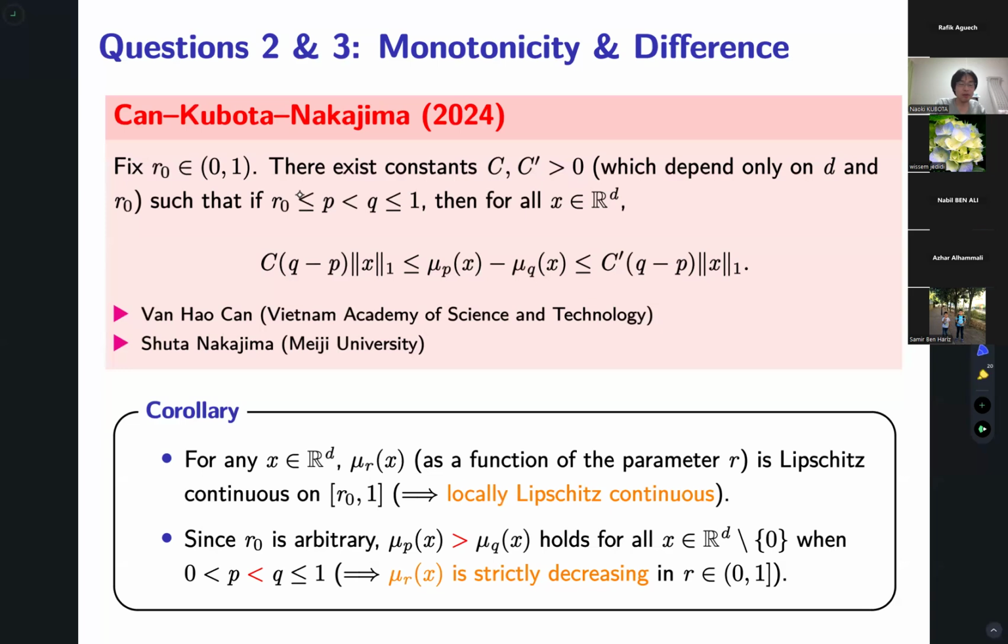Okay, so as a corollary of this result, we can get the locally explicit continuity for the time constant mu r. So not a complete explicit continuity, because we first fix parameter r0, and mu r is Lipschitz continuous on this interval. So this means that the time constant satisfies locally Lipschitz continuity.